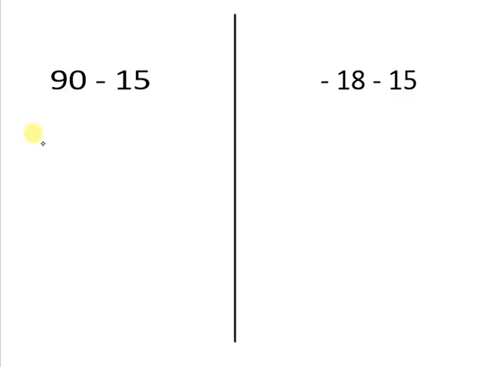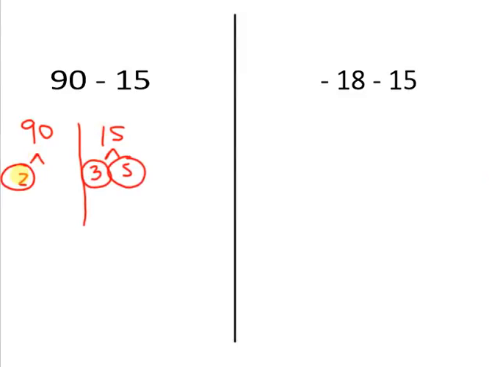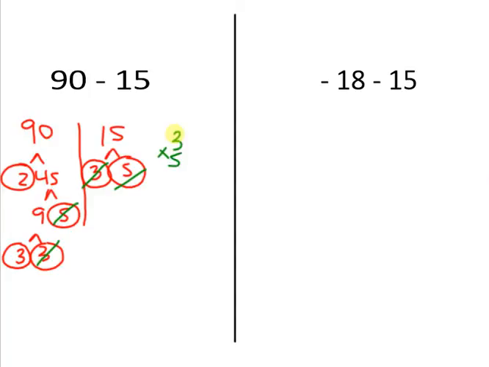Alright, let's take a look here. So I have 90 and I have 15. So 15 is 3 and 5. 90 is 2 and 45. 9 and 5. 3 and 3. Alright, so I have a match of 3 and a match of 5. So 3 times 5 is 15. That's my GCF.